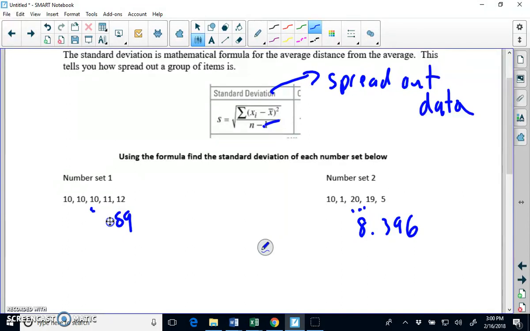So again, standard deviation is a measure of spread. The bigger the standard deviation, the more spread out the data is. Now relating this to evolution, the more variation there is in the population, right? The bigger the standard deviation, the more variation there is in the population.